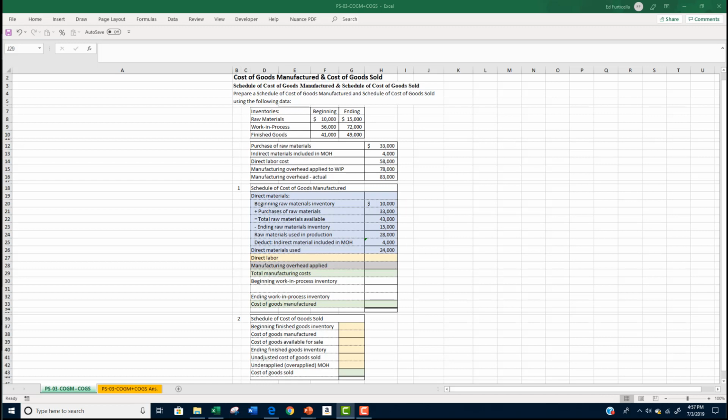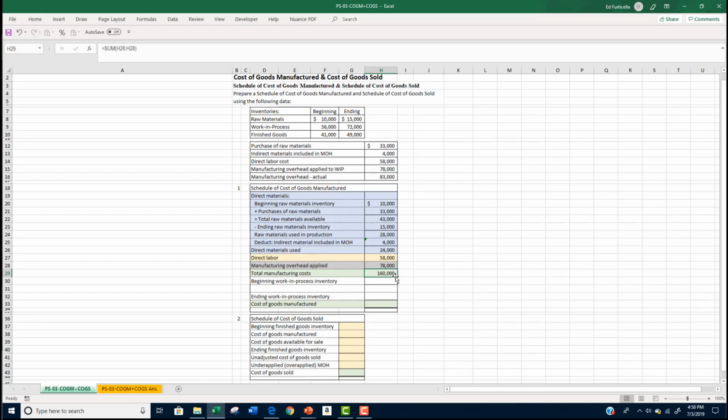Okay, let's move on to direct labor. Direct labor is always going to be given to you. In this case, it's 58,000. We just bring the direct labor cost down. Manufacturing overhead applied, given to you, 78,000. We're bringing the 78,000 down. At this point, we're ready to calculate total manufacturing costs. Total manufacturing costs are the total of direct materials, direct labor, manufacturing overhead applied, 160,000. That was the cost of manufacturing during the period.